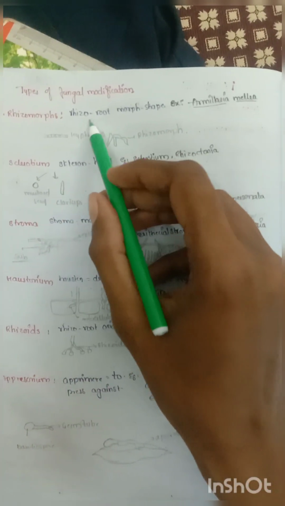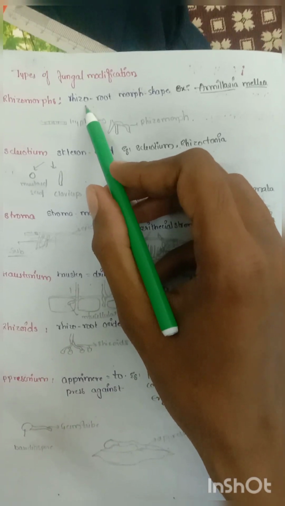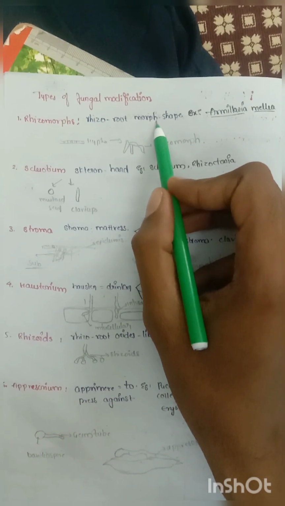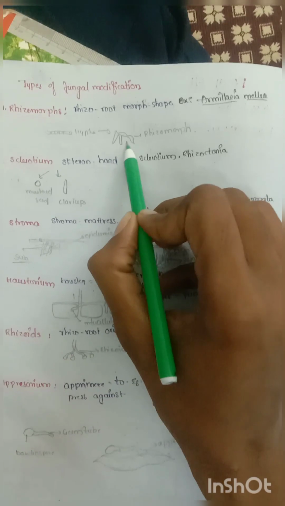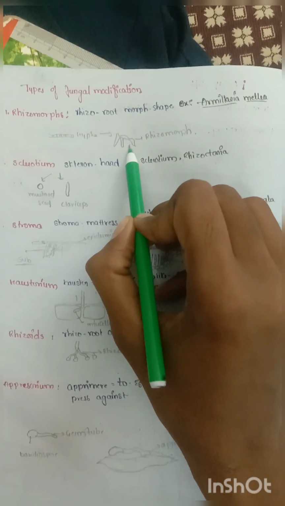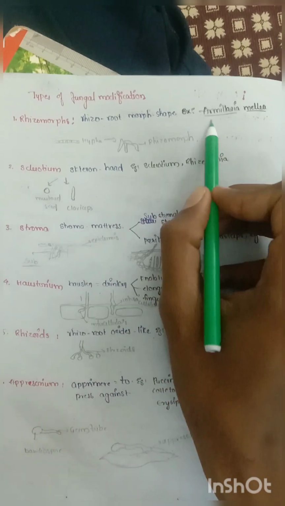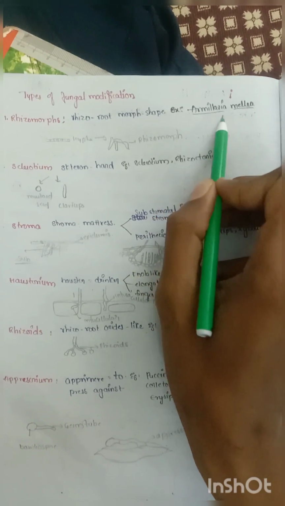What is a rhizomorph? Rhizo means root, morph means shape, which means the hyphae is modified into a root-like structure. It is called a rhizomorph. An example for the rhizomorph modification is Armillaria mellea.